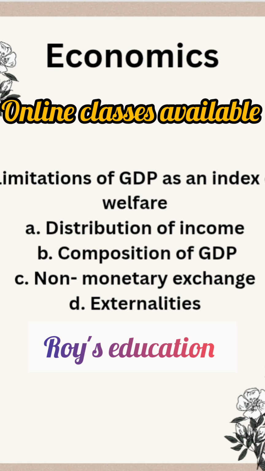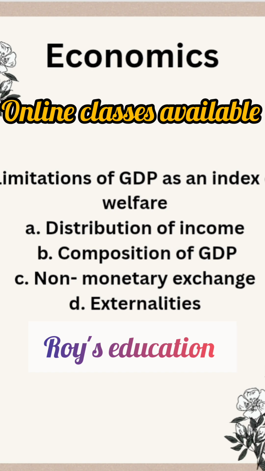Next is composition of GDP. Composition of GDP may not be welfare oriented. Why? Because an increase in the production of defense goods does not lead to any direct increase in the welfare of the people. Of course, strong defense offers a peaceful environment in the country, but it contributes to social welfare only indirectly. So we can tell that the composition of GDP may not be welfare oriented, just like the example which I have discussed with you earlier.